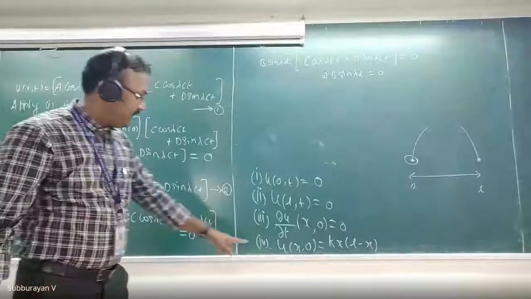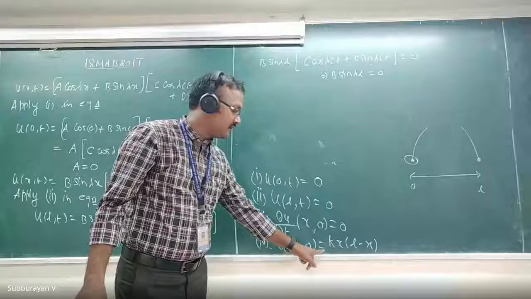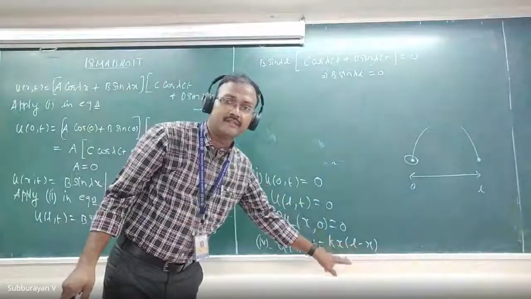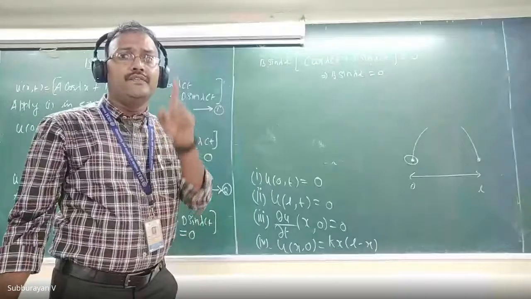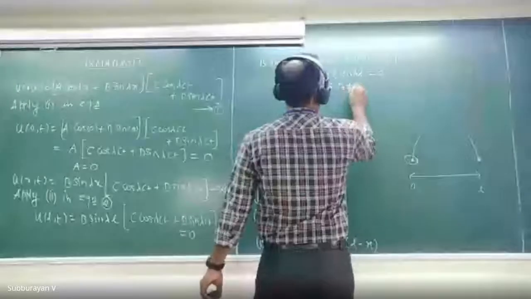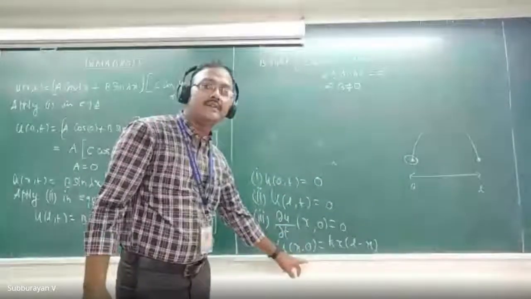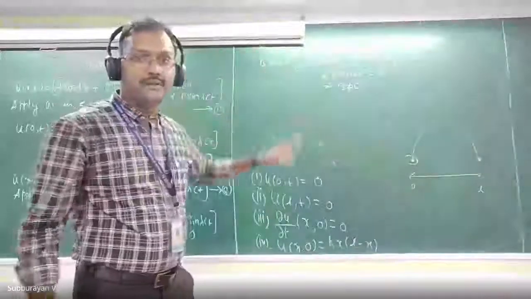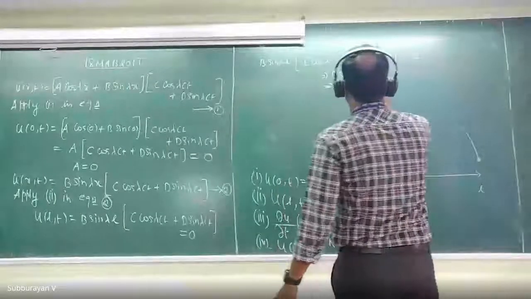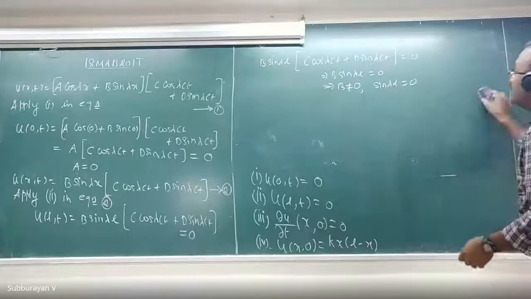But we have a non-zero condition. What is the non-zero condition? U of x comma 0 is equal to ax into L minus x. This is the non-zero condition. Therefore, b is not equal to 0. Why do I assume that b is not equal to 0? The reason is we are having this non-zero condition. If b should not be 0, then sine lambda L must be 0.